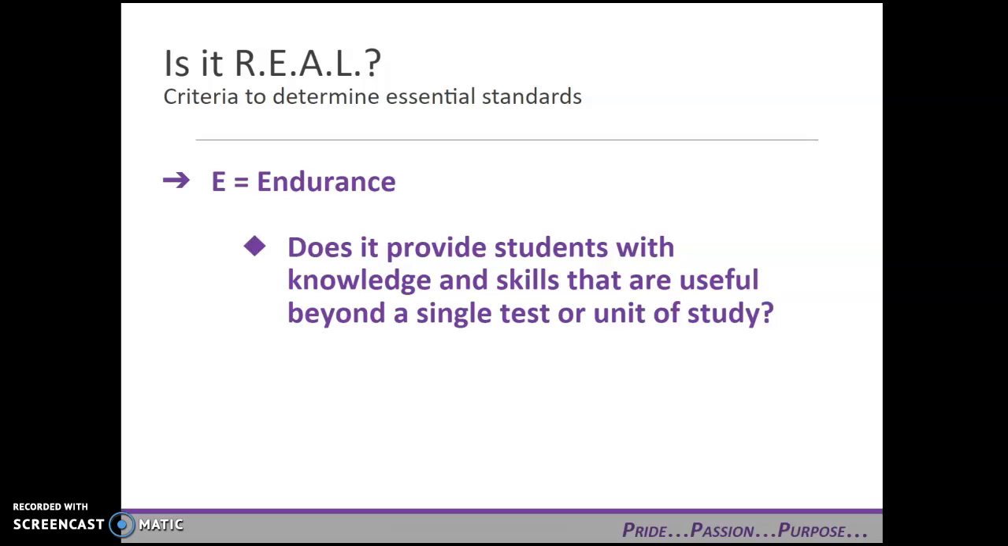Standards with endurance have knowledge and skills that continue well beyond a single unit and are used throughout a course. So consider if this skill is represented or utilized in each of the units that you teach. If so, that standard has endurance.